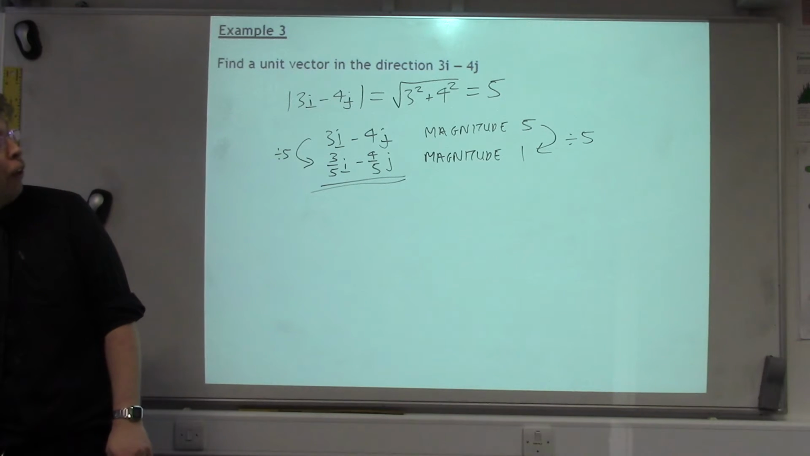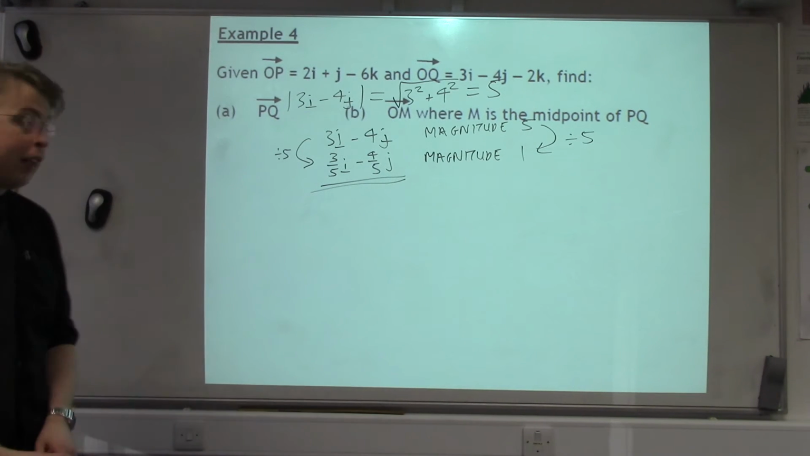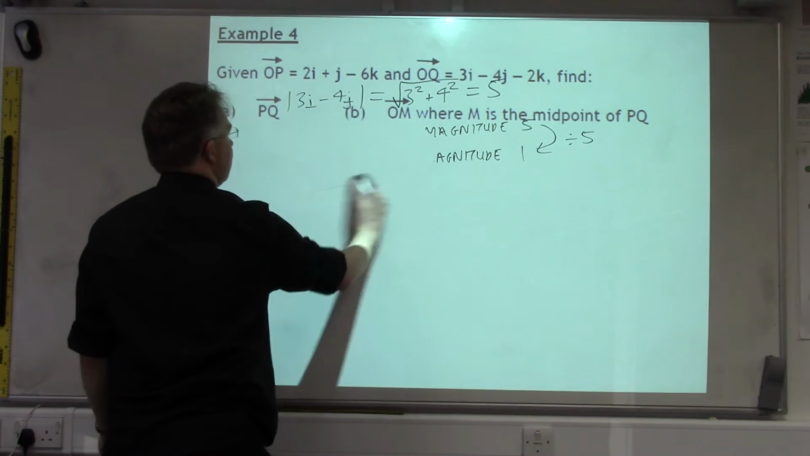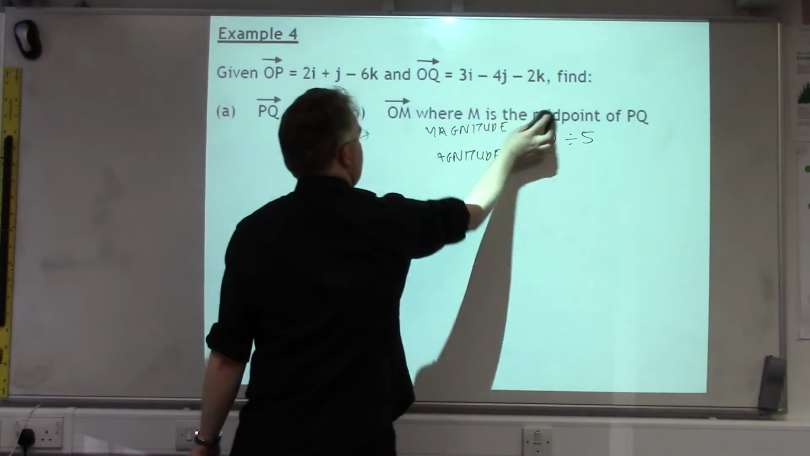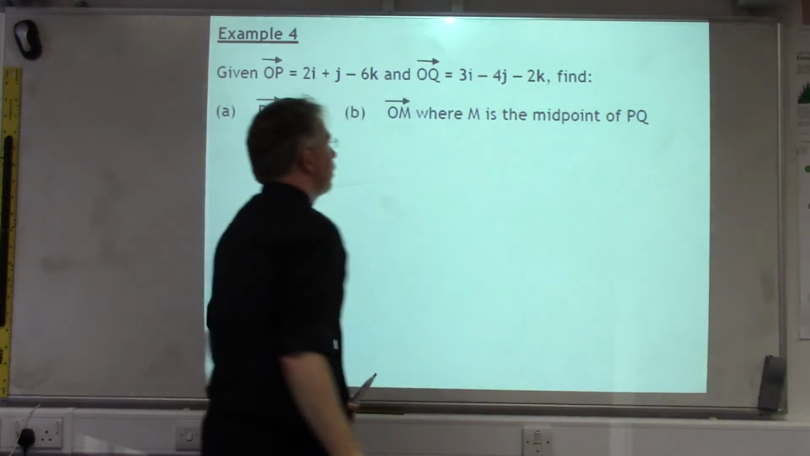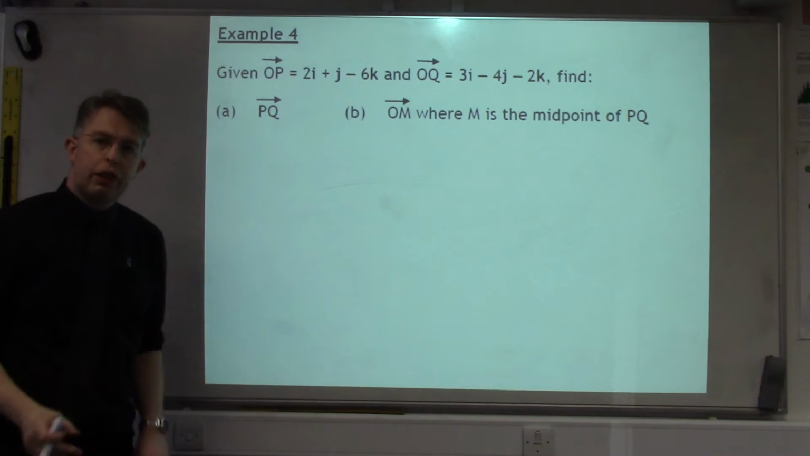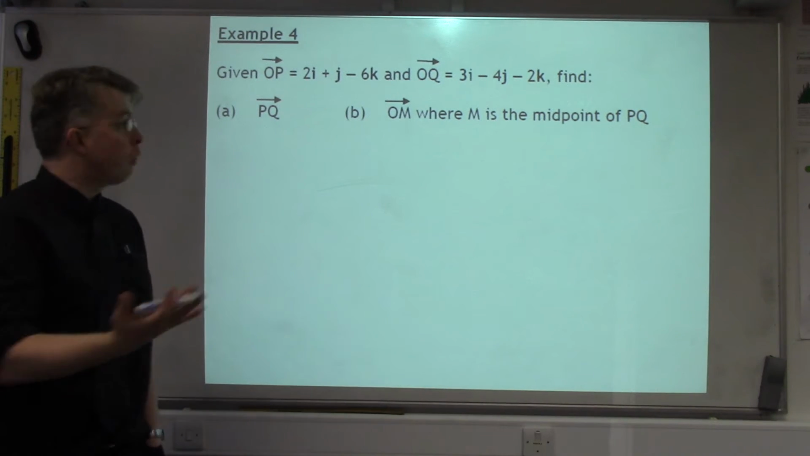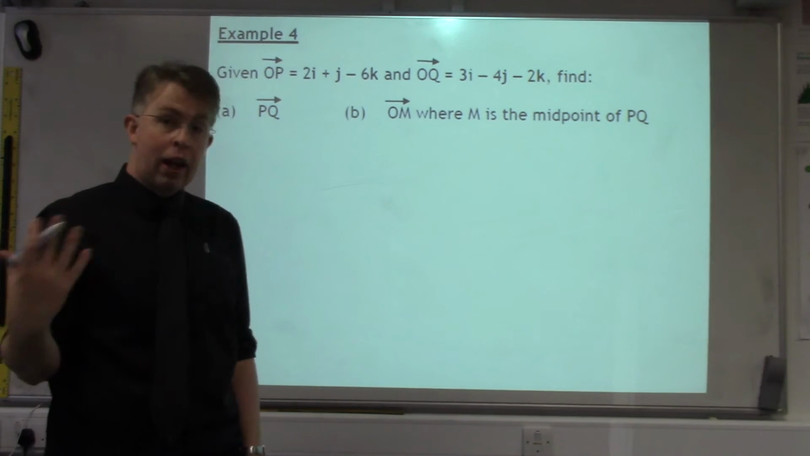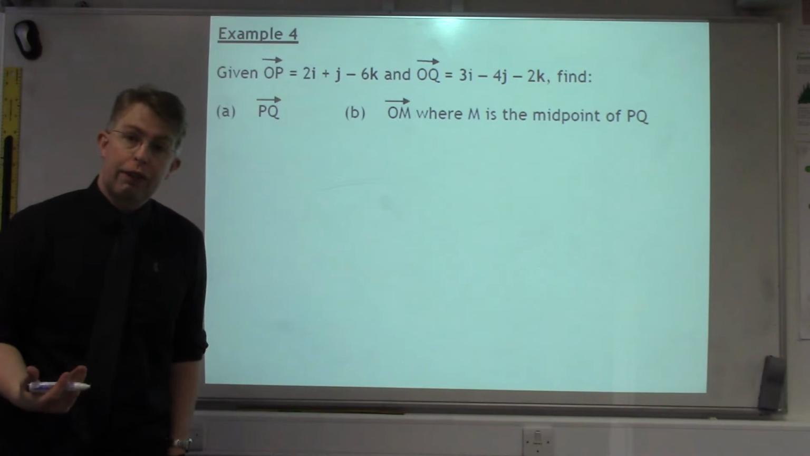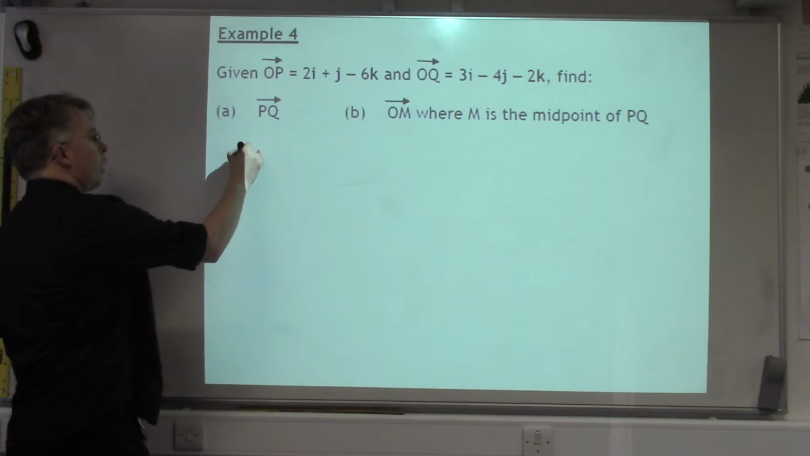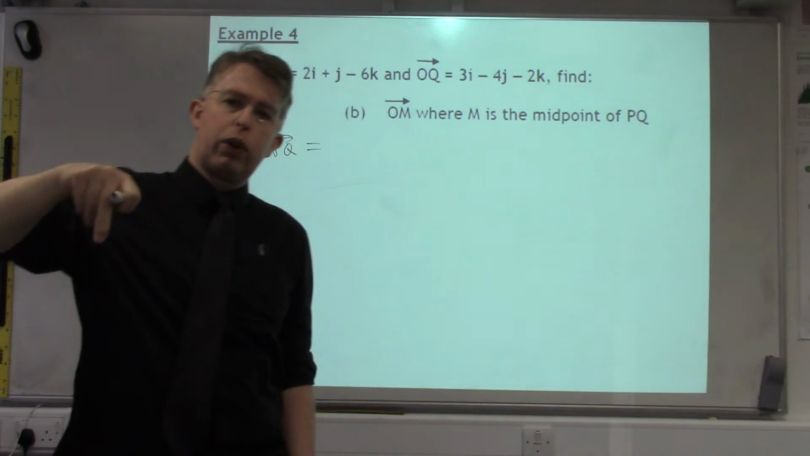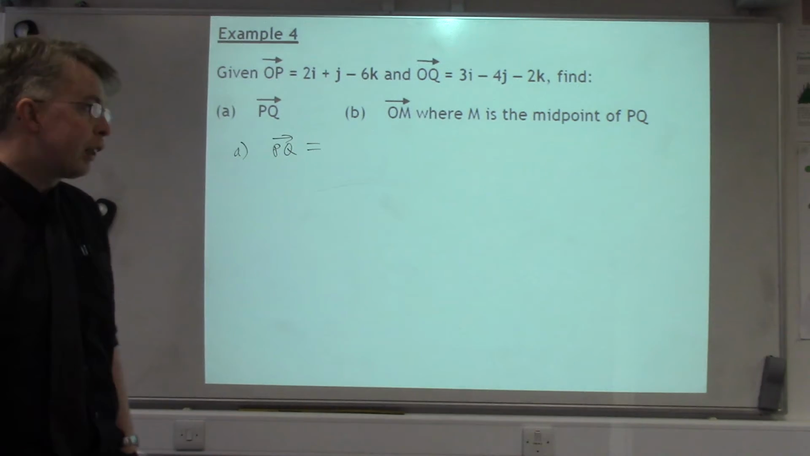And we're ready for example 4. Which is our final example. So in this case, given two vectors, O to P is 2i plus j minus 6k, and O to Q is 3i minus 4j minus 2k. And we're first of all to find the vector P to Q. So in these sort of questions, what we're trying to find is a route that takes us from P to Q using the vectors we've got.